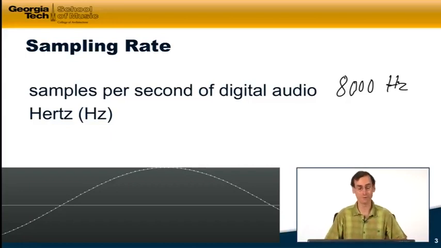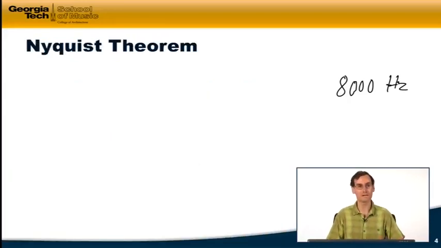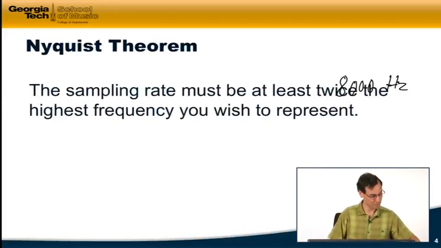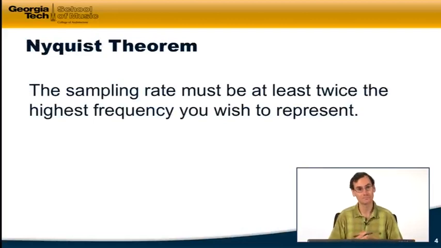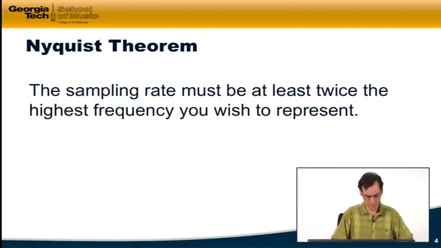And now, how do we decide what our sampling rate should be? It's actually fairly simple. We use something called the Nyquist theorem, which is also sometimes known as the sampling theorem. What the Nyquist theorem says is that the sampling rate must be at least twice the highest frequency that you wish to represent. This makes a lot of intuitive sense if you think about it.